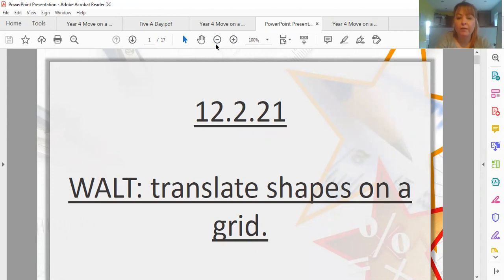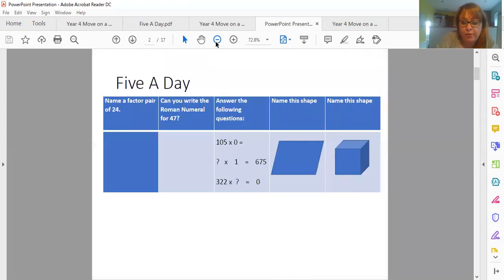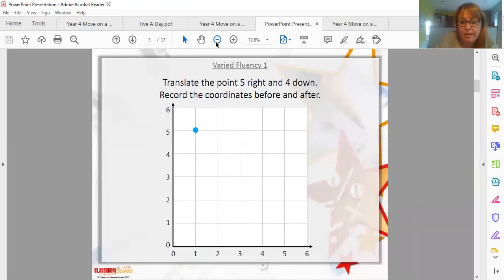So we are looking more at the reasoning, problem side and the varied fluency side of things today. So by that, I mean that you can show me that you understand translation by applying it in some different ways. So if we just move through, we can see that we're talking about moving them on coordinates today. So if you can see that that blue circle on the screen is at the coordinate 1, 5.